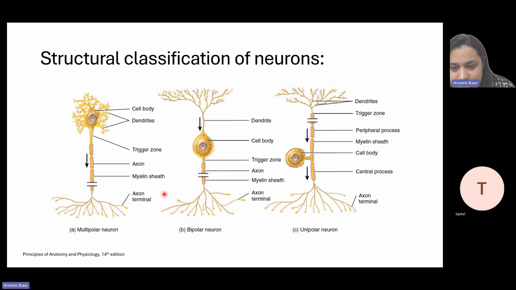Bipolar neurons are actually generally present, what do we call it? In the retina, for instance, the photoreceptors are kind of bipolar neurons, right? The olfactory receptors are kind of bipolar neurons. They are also present in some other instances, such as the intermediate kind of neurons are often bipolar neurons, right? We will study what they are also.